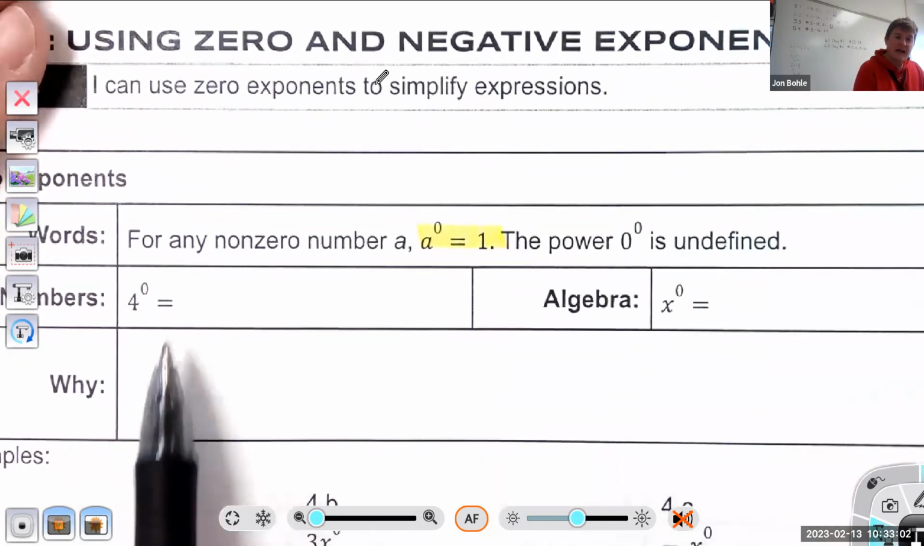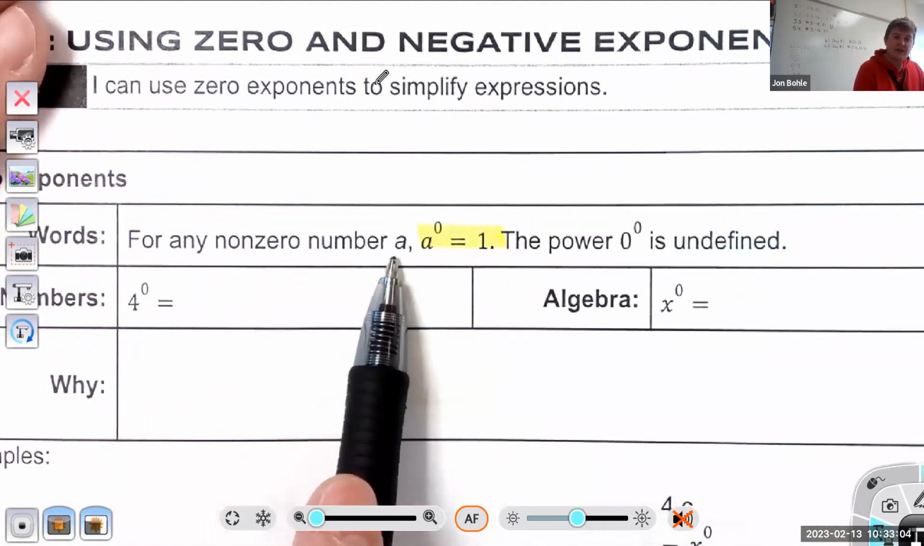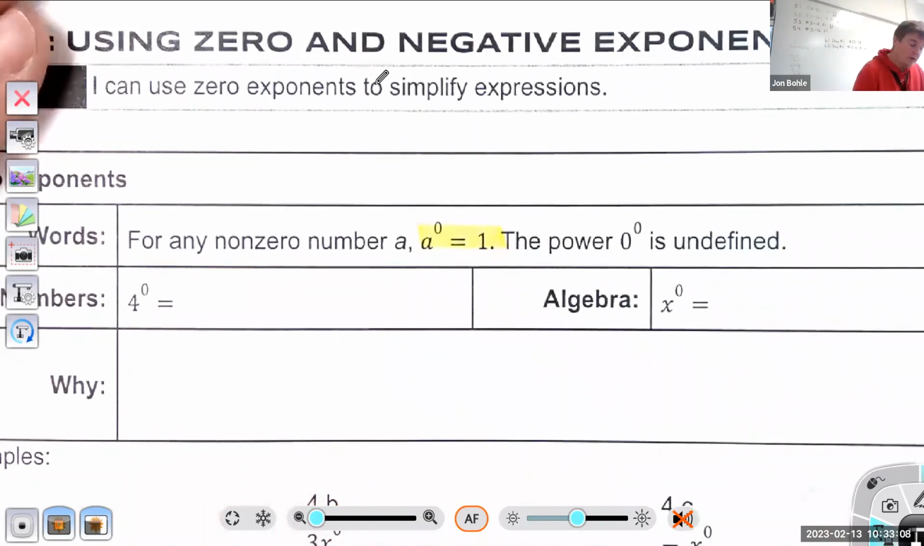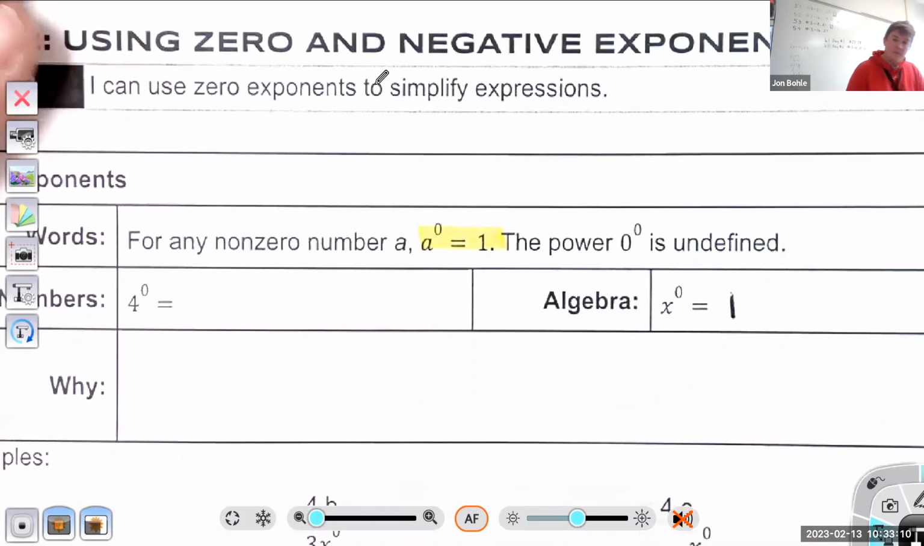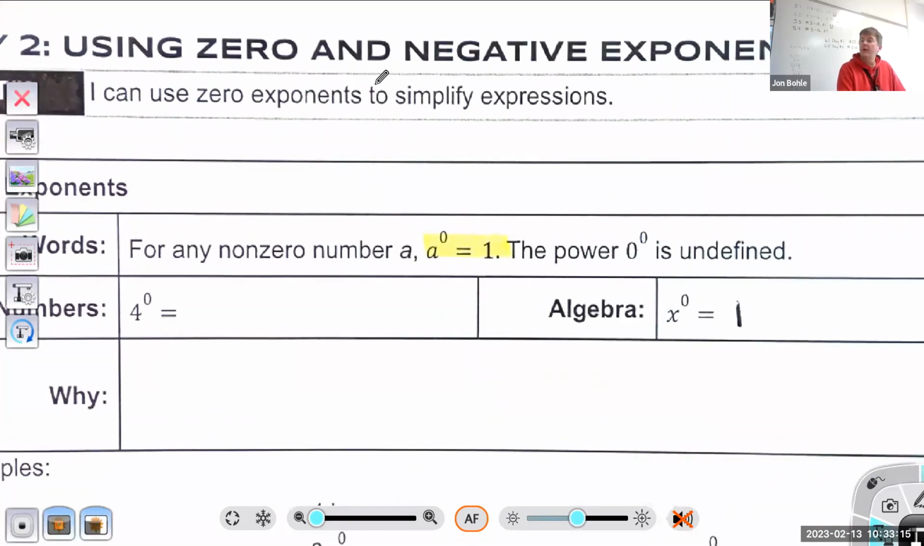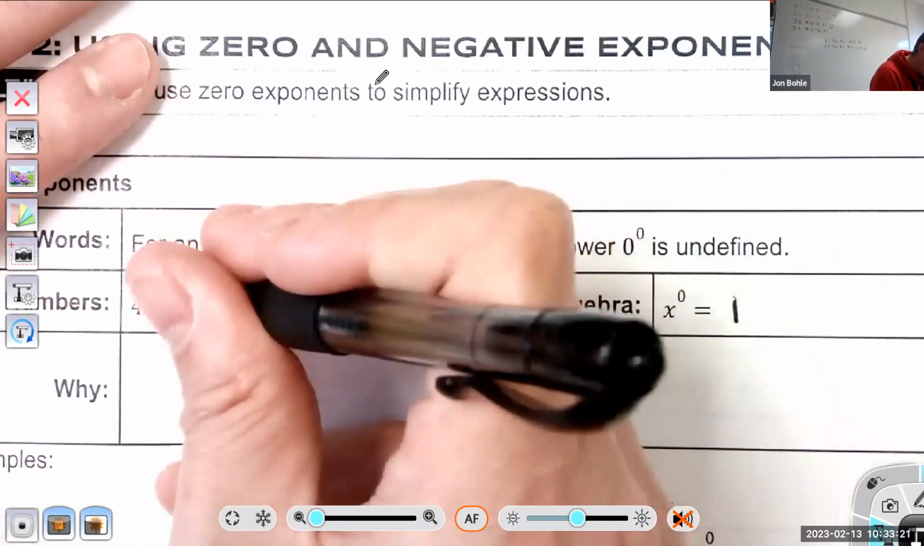All right. So algebraically speaking, if I have x to the 0 power, let's go back: for any non-zero number, doesn't matter what it is, a to the 0 power is 1. So x to the 0 power is 1. So anything to the 0 power is 1. Okay, what about 4 to the 0 power? What's that? 1. Okay, fairly easy.